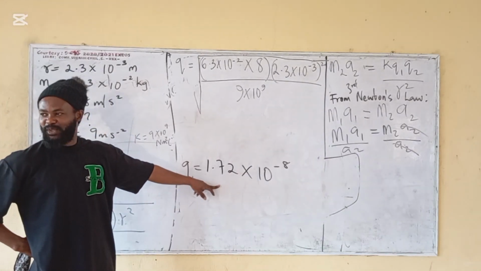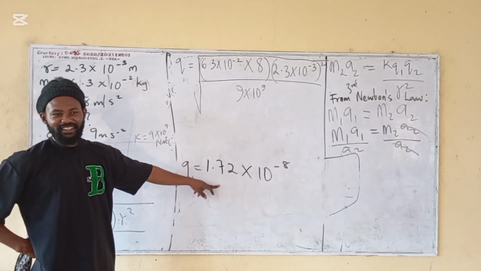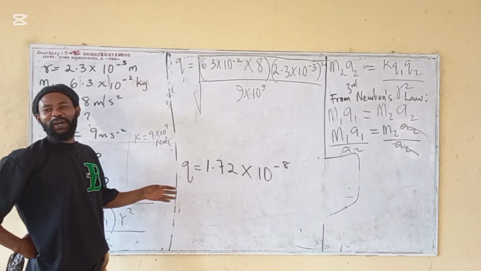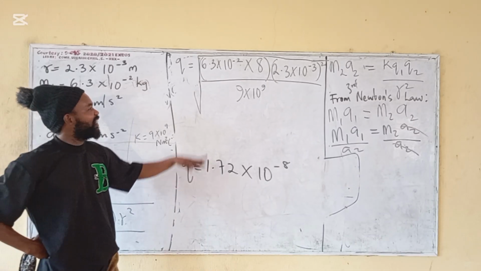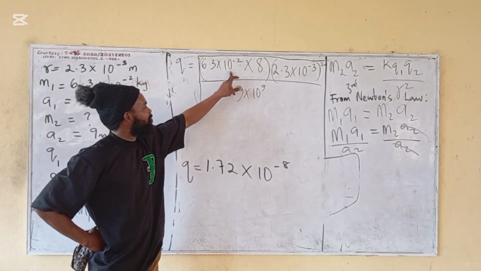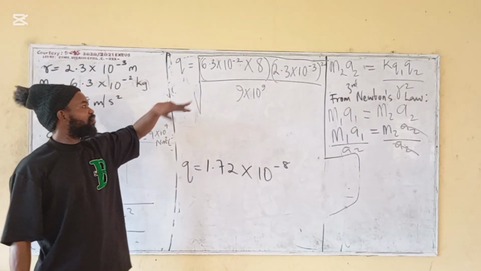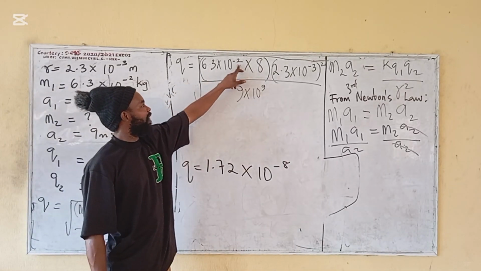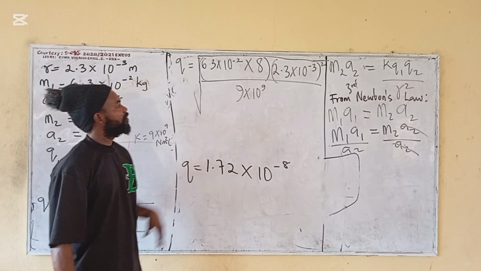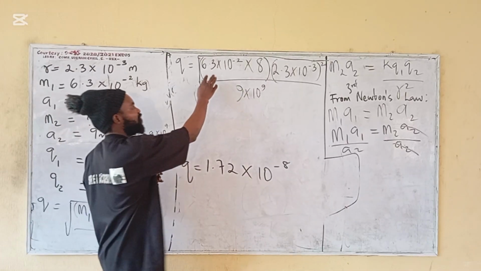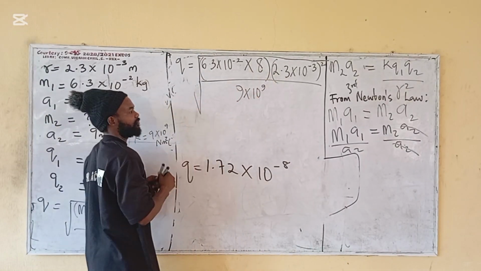You got 1.72. Who got this answer? Are you ready for your answer now? But you listen now. Let's work it normally. Okay, I did it this way. 6.3 times 10 is for minus 2. But you can employ this: it is just 6.3 times 8. That is 50.4.